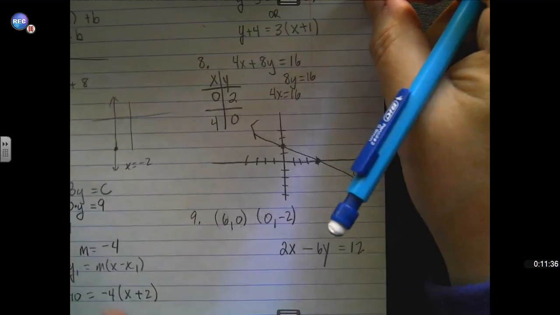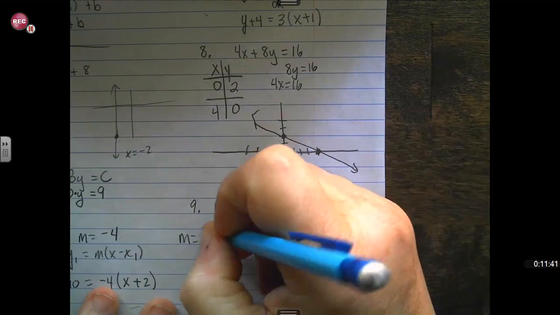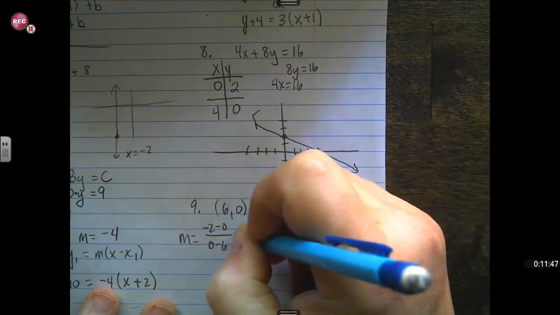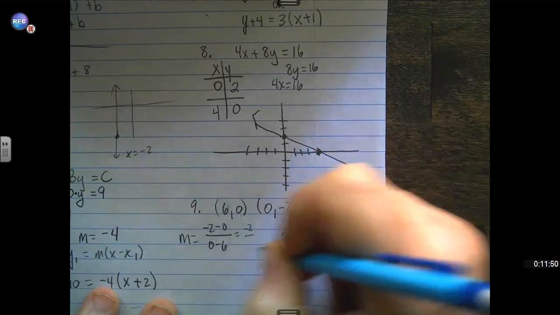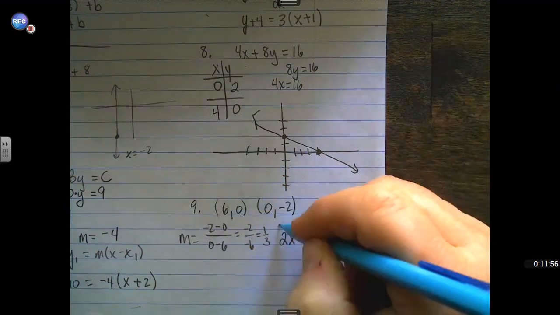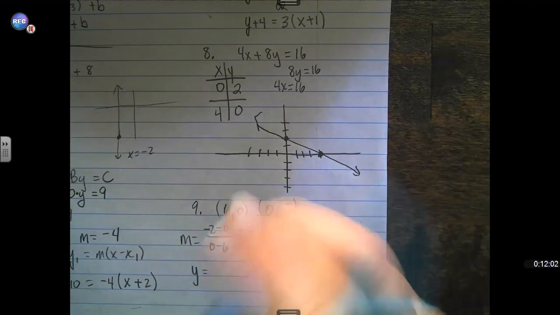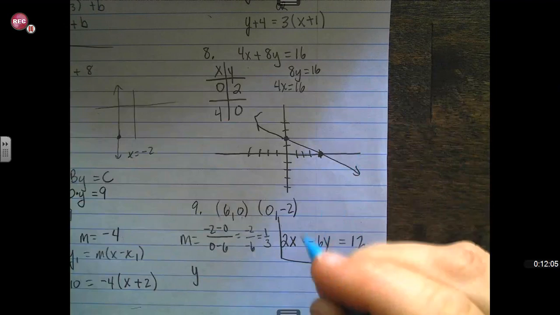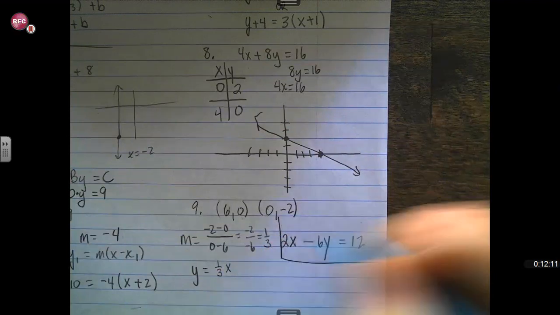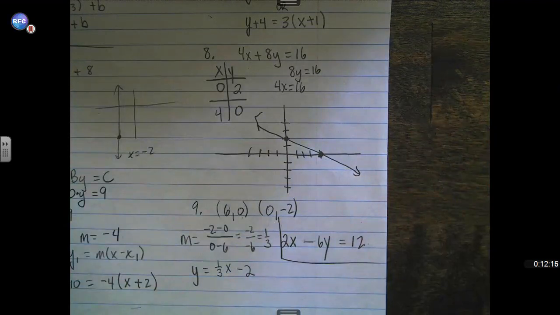The other way to do this is to find the slope. Slope would be -2 minus 0 over 0 minus 6, which is -2 over -6, or 1/3. Draw a line here so we don't get mixed up. So y equals 1/3, or actually I'm going to use point slope form. Nope, I'm going to use slope intercept form. Y equals 1/3 x, and then I know the y-intercept, it's -2. That's why I switched to slope intercept form.